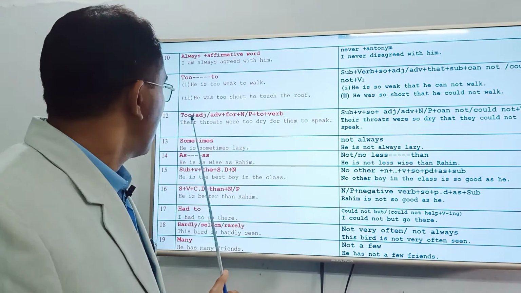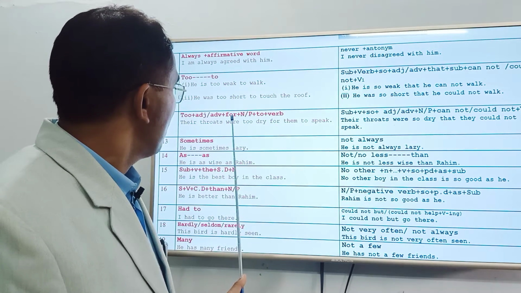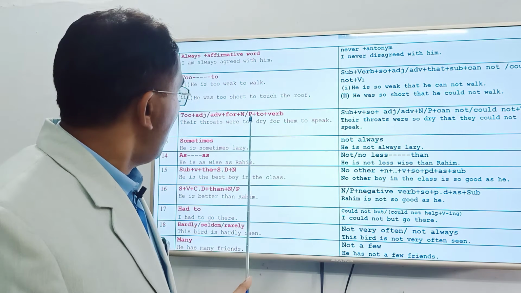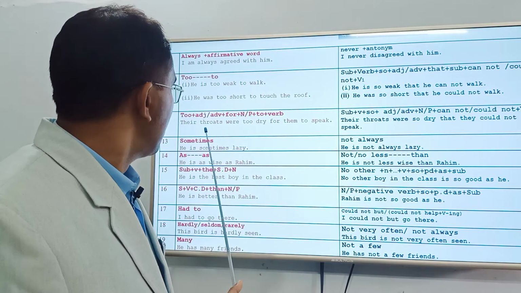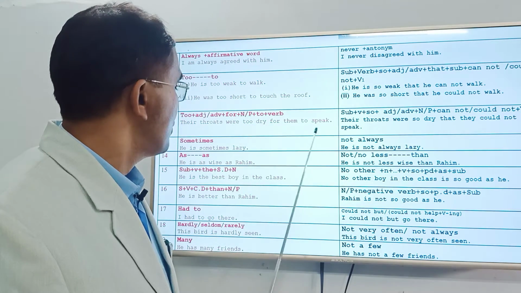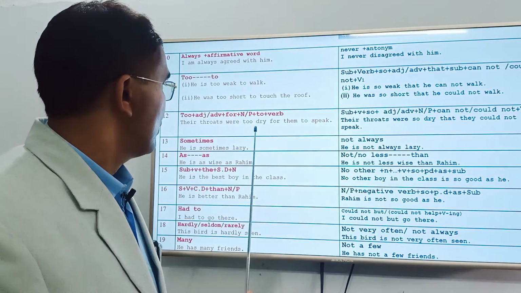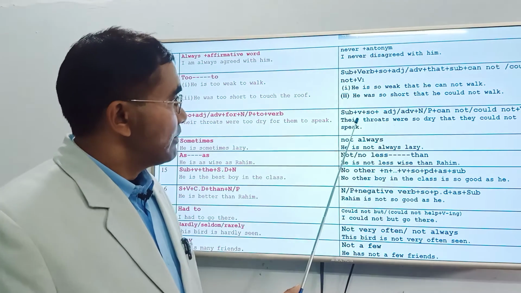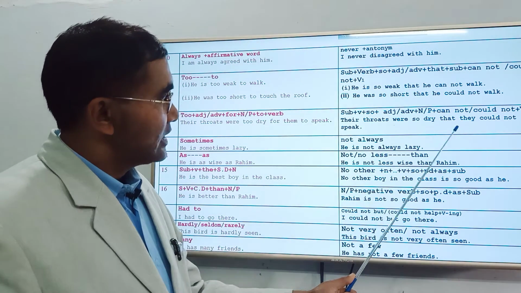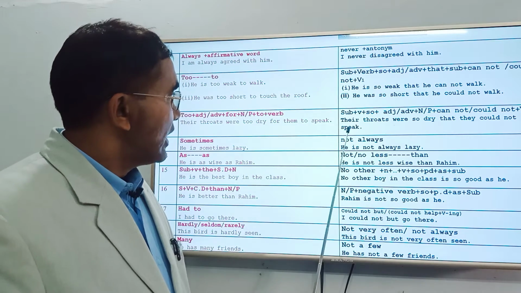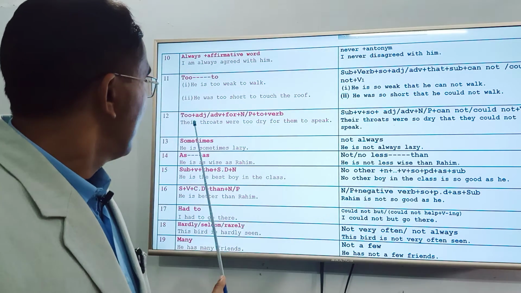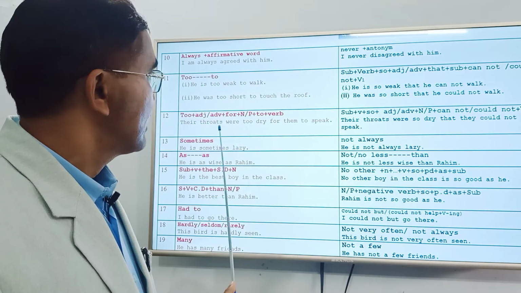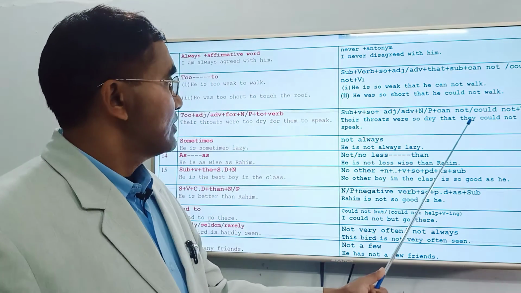Then too plus adjective or adverb plus for plus noun or pronoun or noun phrase plus to plus verb. Their throats were too dry for them to speak. The negative form can be their throats were so dry that they could not speak. Here the difference you can see, the first subject is different from the second subject.